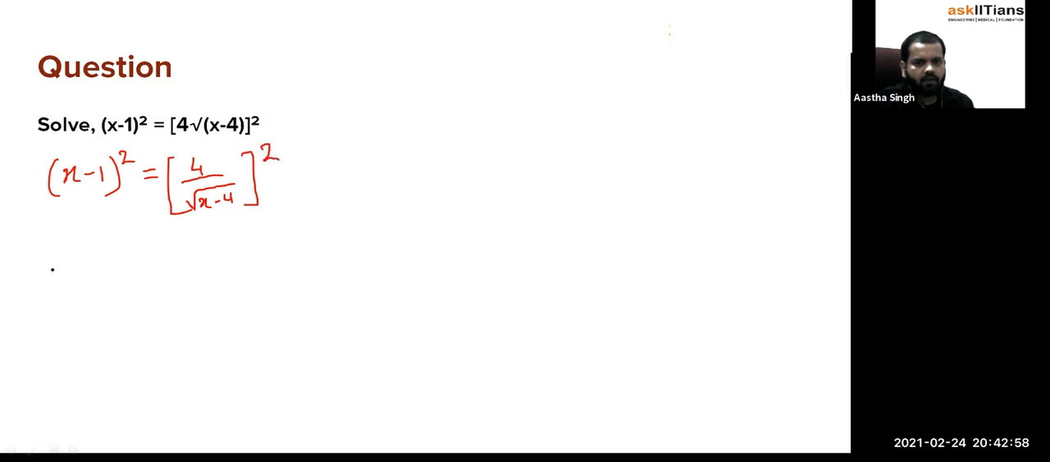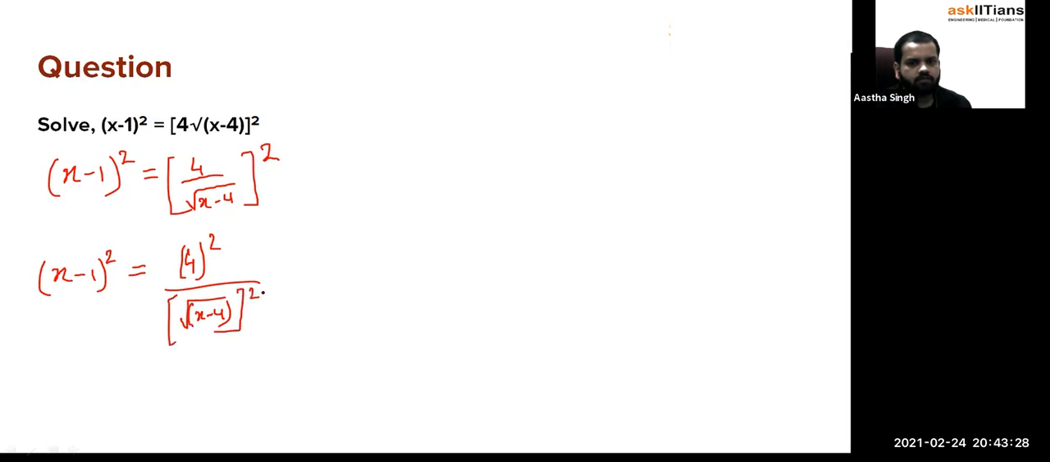So basically we write (x minus 1) whole square is equal to, whenever a square is there, then the square applies to both the numerator and the denominator. We square them separately. So 4 square and under root of x minus 4 square.